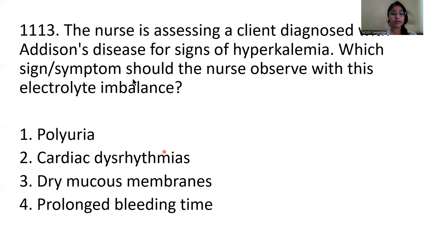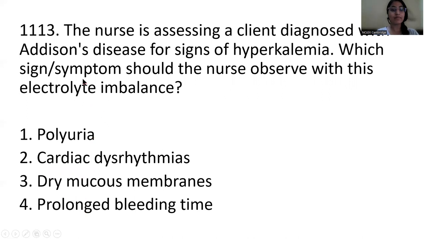Now let's see question number three. The nurse is assessing a client diagnosed with Addison disease for signs of hyperkalemia. Which signs and symptoms should the nurse observe with this electrolyte imbalance? Options are polyuria, cardiac dysrhythmias, dry mucous membrane, prolonged bleeding time.